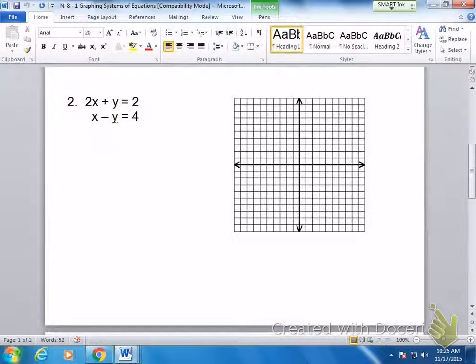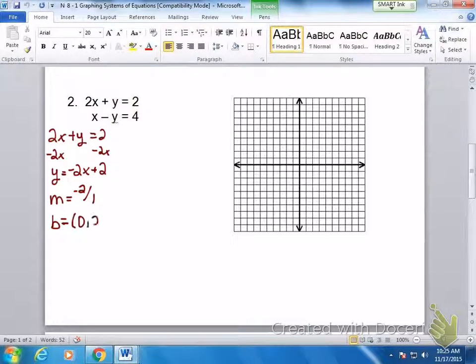Same thing. First, we have to solve them for y. So I've got 2x plus y equals 2. And again, the first thing I'm going to do is subtract 2x from both sides. So I get y equals negative 2x plus 2. Now that's in y equals form, so we're good. It looks like the slope is negative 2, so I'm going to write negative 2 over 1. Our b is 2, so that makes our point 0, 2.